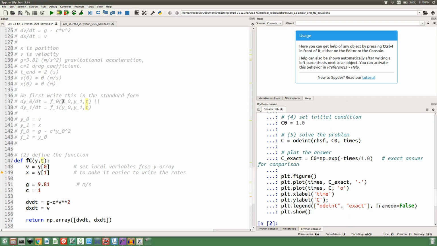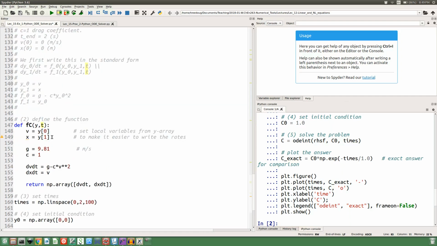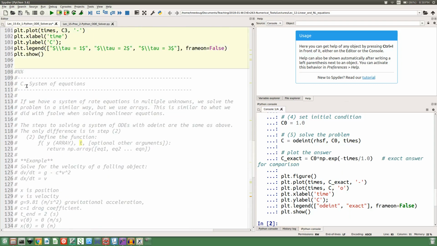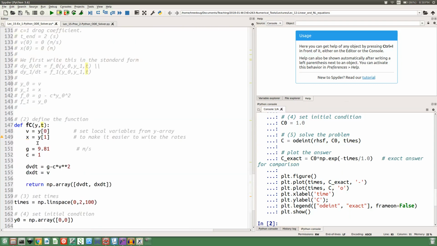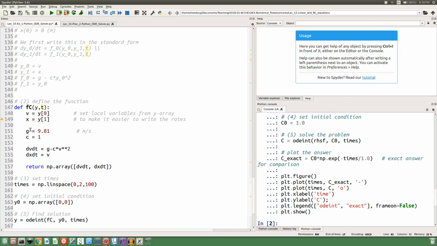Now we've already imported odeint, so we don't need to import it again because we did that above. Now we define the function f, and I called this fc just because we're in part C of this sheet here. I define v as y0 and x as y1. I define g as 9.81, which is a constant, and c as 1. Both of these were given. And then I define the functions dv/dt is equal to g minus c v squared, and dx/dt is equal to v.